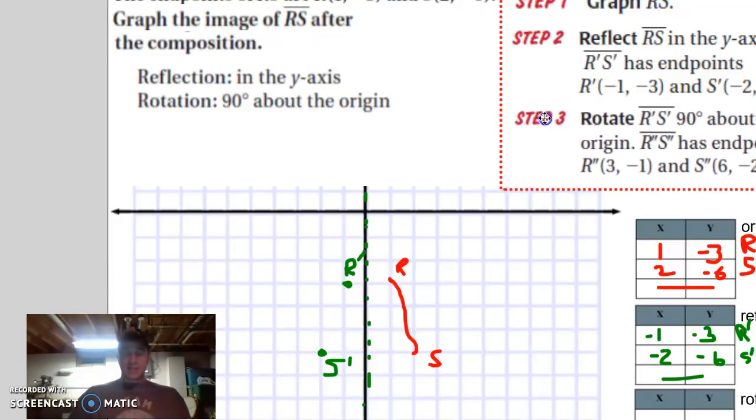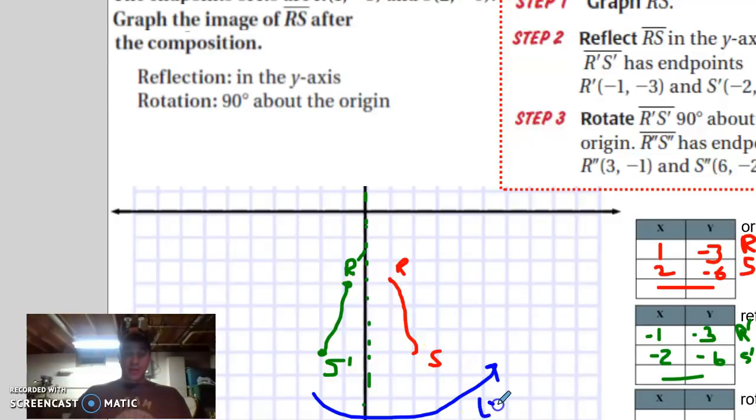Step 3 in this case is going to be to rotate that new line segment, and I should connect those to really make a line segment here. When we rotate the line segment 90 degrees about the origin, that's where we have to go back and figure out what rule we're going to use. We had a rule for 90 degrees, a rule for 180 degrees, and a rule for 270 degrees. In this case, we're taking something that's in the third quadrant and rotating it 90 degrees, which means it's going to end up back here in the fourth quadrant.